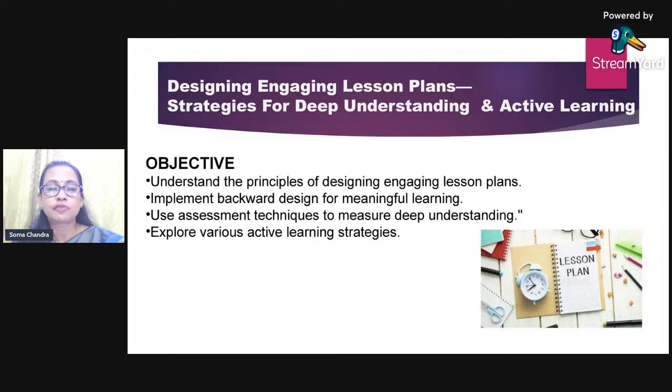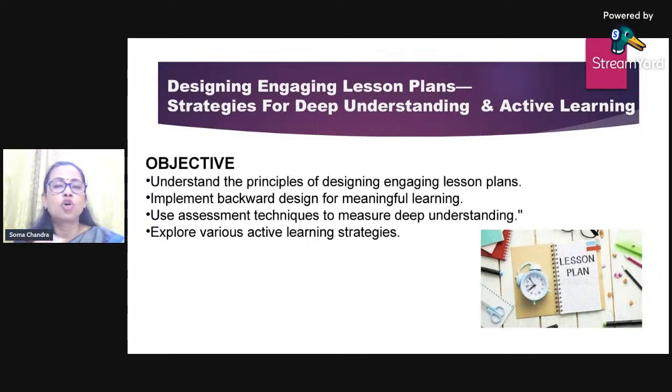Start by defining learning outcomes. What do you want your children to learn after 40 minutes? What will they gain? Ensure lessons focus on deep understanding rather than just completion of the syllabus. Use assessment techniques to measure deep understanding.